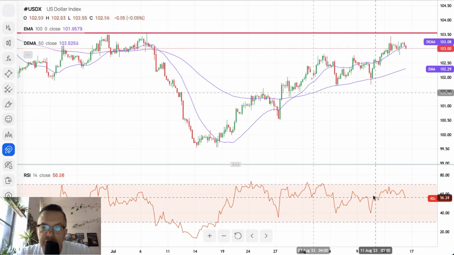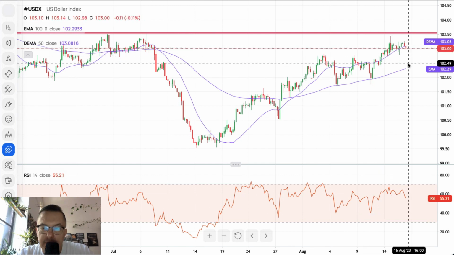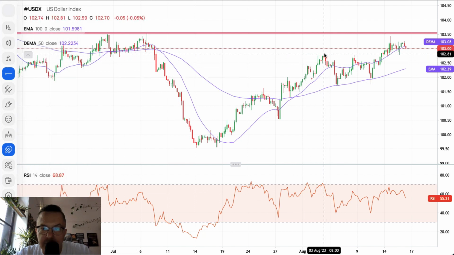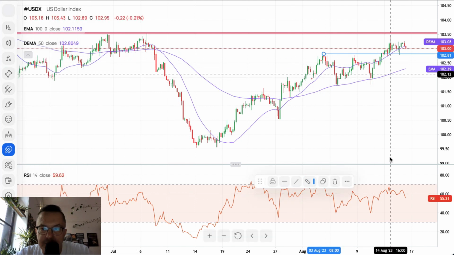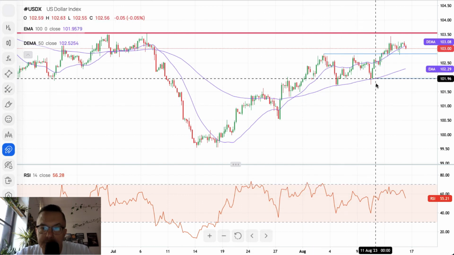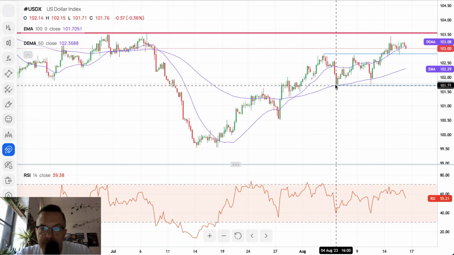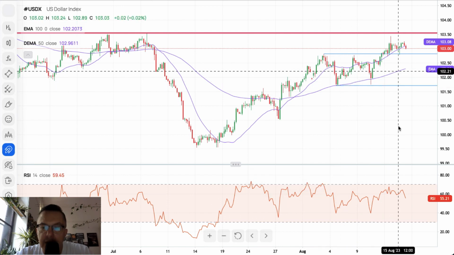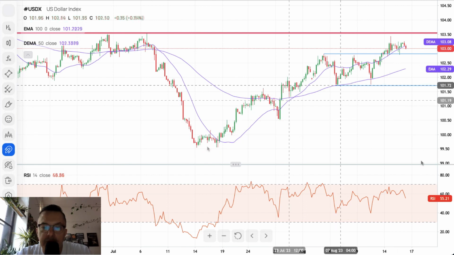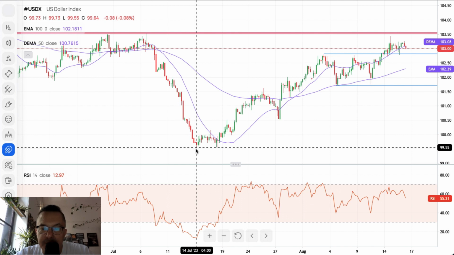So maybe, just maybe, we will have another correction to the downside or a pullback, and then we will continue the up move. So this is the technical support, 102.81. I can give you one more, of course, which will be interesting, and this one is the key technical support, 101.71. Any breakout below this level opens the road all the way back towards the lows of July 2023 at 99.55. So that's the outlook for the US dollar index.